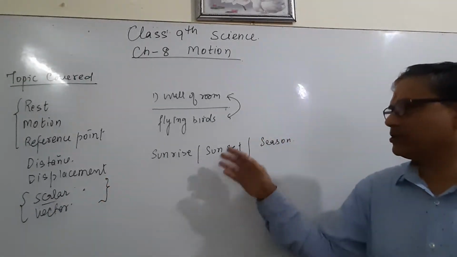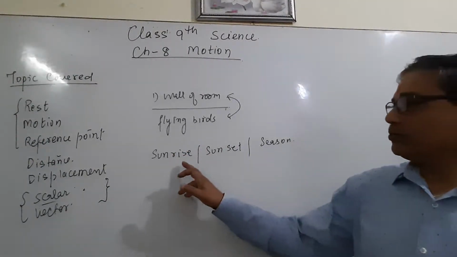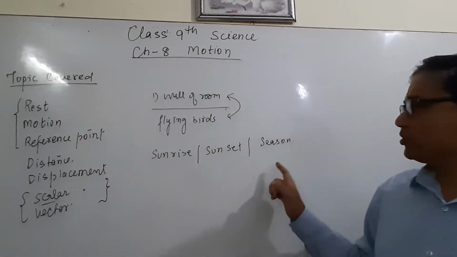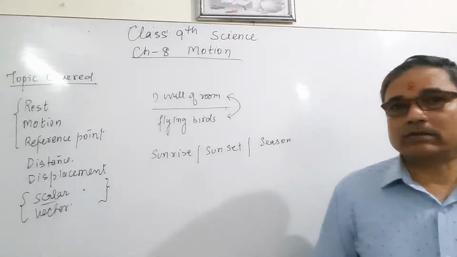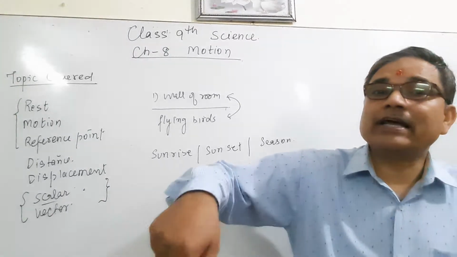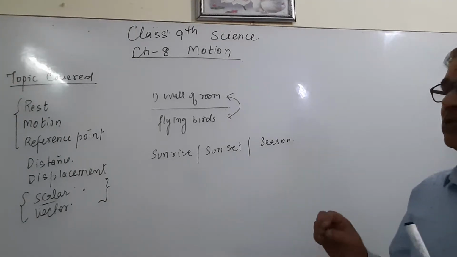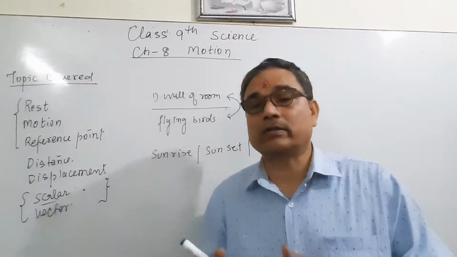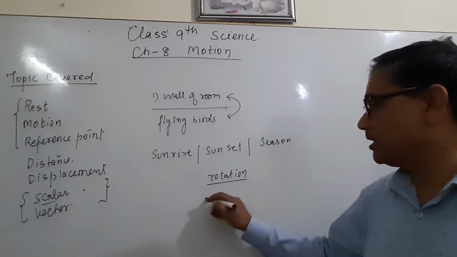On the basis of this, are these due to motion or due to rest? Is there any reason of motion behind them? Yes, movement of earth. What is the movement of earth? Rotation as well as revolution. Sunrise, sunset, season, day, night only occur due to the motion of earth. And motion of earth is one rotation, another revolution.